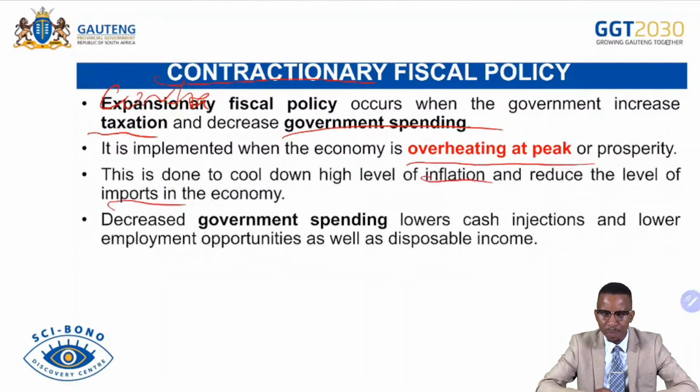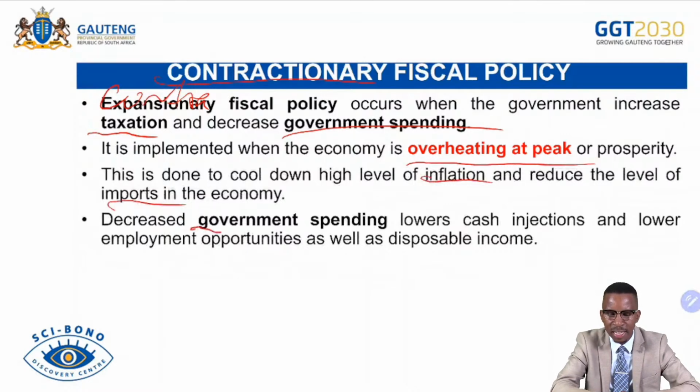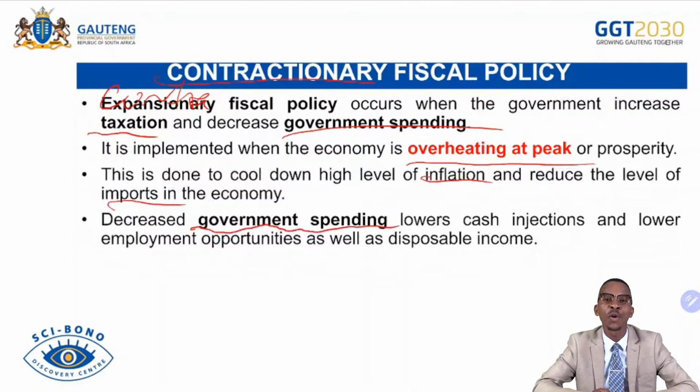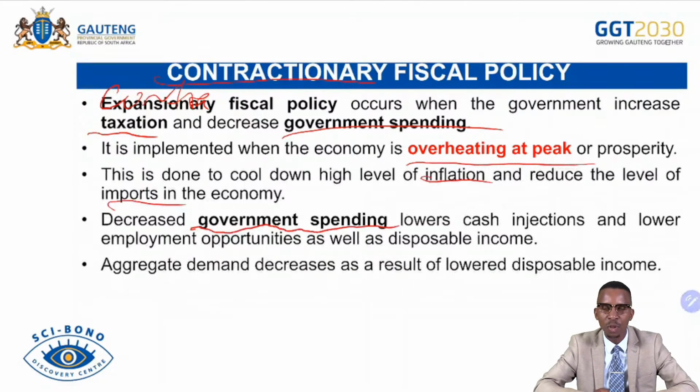Decreased government spending lowers cash injections and lowers employment opportunities as well as disposable income. If the government spending has been lowered, that will lead to less cash injection in the economy and less demand for goods and services. Aggregate demand decreases as a result of lower disposable income. When people have less income, obviously they will demand fewer goods and services, which will result in the economy turning down slightly, because if consumers demand less, producers are discouraged from producing more. For that reason, the economy will start to turn down and some people will lose their jobs.